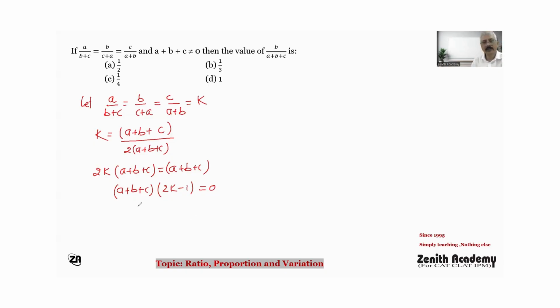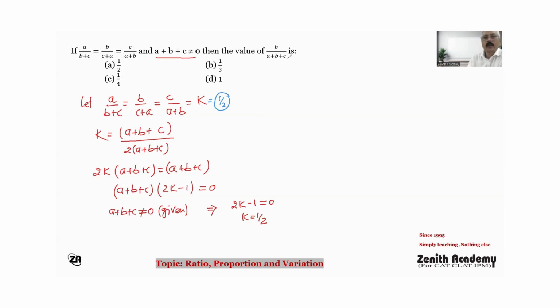So now in this, left hand side is the product of these two factors, right hand side equal to 0. But here A plus B plus C is not equal to 0, given it. So it ensures if this is not equal to 0, then 2K minus 1 must be equal to 0. So in this condition, K is going to equal 1 by 2. So this K is equal to 1 by 2 you calculated.